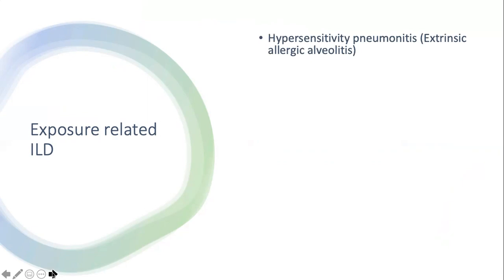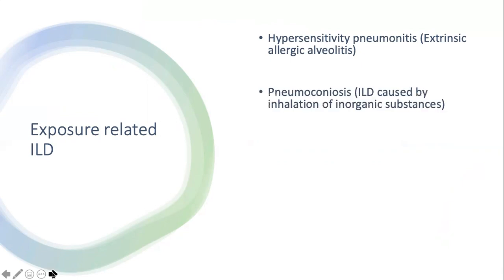So what are the exposure-related interstitial lung diseases? These are interstitial lung diseases that are associated with exposure to certain substances. So there's hypersensitivity pneumonitis or extrinsic allergic alveolitis, which is a group of interstitial lung diseases that occur due to exposure to organic substances. Then there are the pneumoconioses, which are interstitial lung diseases that are caused by inhalation of inorganic substances. Then there are interstitial lung diseases associated with exposure to radiation, or radiation pneumonitis, and medication-induced interstitial lung diseases.